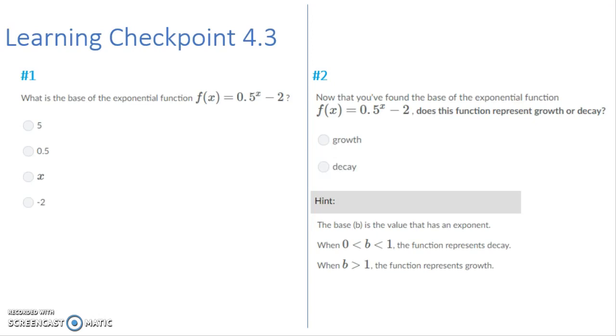And then number 2 says, now that you found the base of the exponential function, does the function represent growth or does it represent decay? So you're going to look at your base, that's this value that's attached to the exponent, and you're going to figure out if your base is between 0 and 1, or if your base is larger than 1. If you are between 0 and 1, that is decay. And if your base value is larger than 1, that is growth. And that hint is also down at the bottom of the page for you.